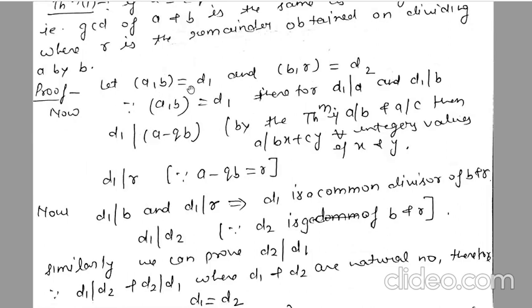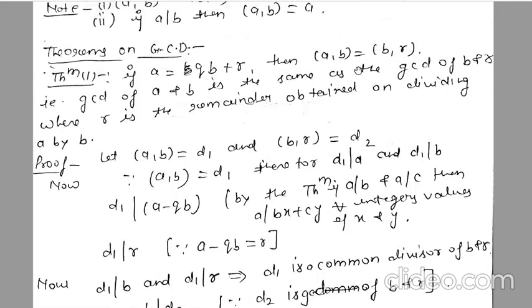Let GCD of A and B be D1, right? And GCD of B and R be D2. We have to show both of the GCDs are equal here. What does that mean? It means that GCD of (A, B) is equal to D1. Therefore D1 divides A and D1 divides B. If their GCD is D1, that means D1 divides A and D1 divides B.